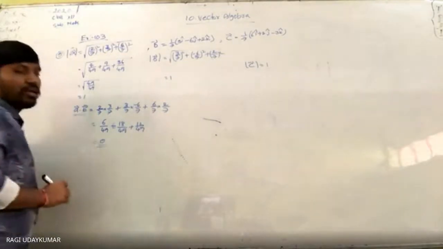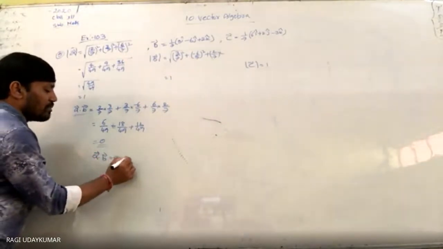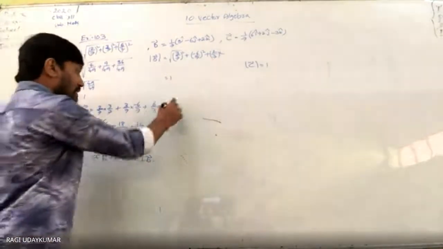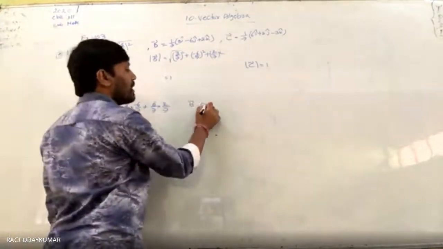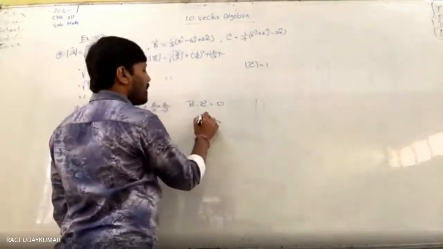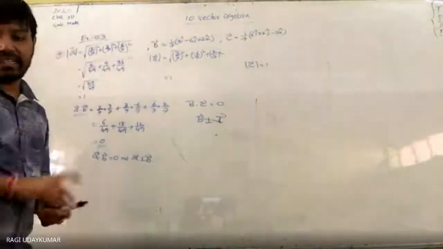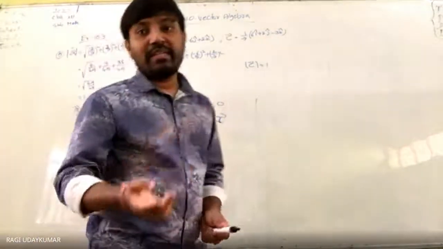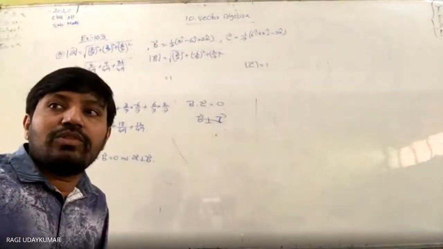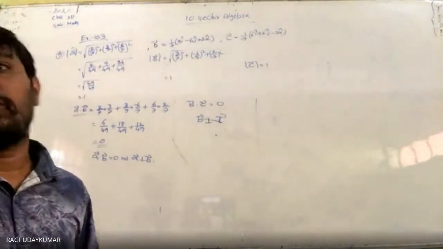So when the dot product is 0, you can say that A bar is mutually perpendicular to B bar. In the same way, you find that the dot product of B bar and C bar is 0, so B bar is perpendicular to C bar. A vector is perpendicular to B vector, B vector is perpendicular to C vector, then C vector is also perpendicular to A vector. So the three vectors are mutually perpendicular to each other. Okay?